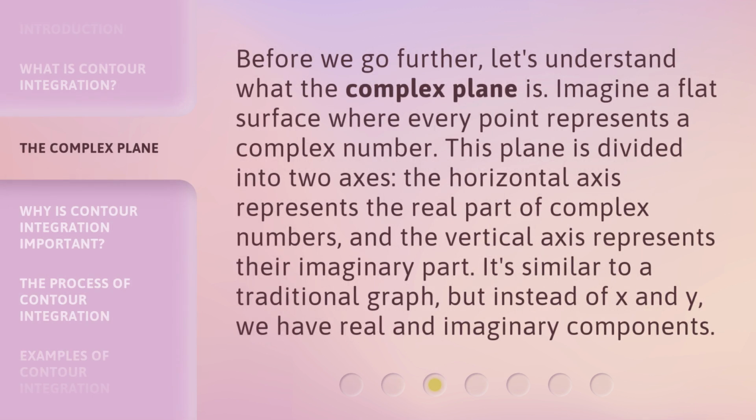Before we go further, let's understand what the complex plane is. Imagine a flat surface where every point represents a complex number. This plane is divided into two axes. The horizontal axis represents the real part of complex numbers, and the vertical axis represents their imaginary part. It's similar to a traditional graph, but instead of x and y, we have real and imaginary components.